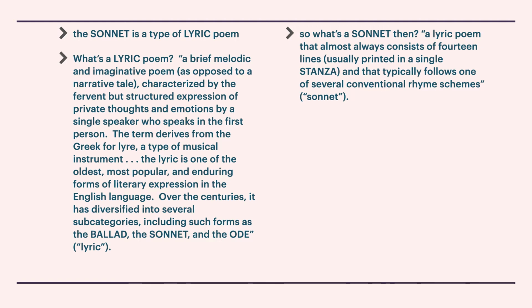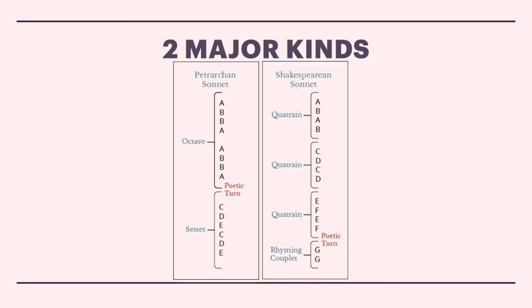Okay, here again is the literary glossary definition of a sonnet. A lyric poem that almost always consists of 14 lines, usually printed in a single stanza, that typically follows one of several conventional rhyme schemes. That's the definition of sonnet. So, let's talk about these conventional rhyme schemes.